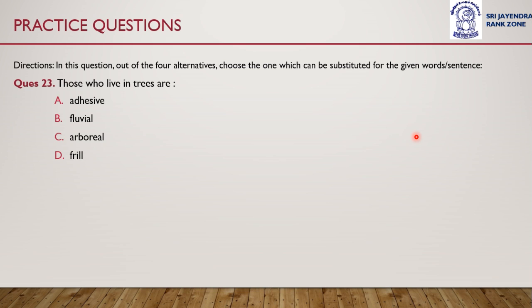Question number 23. Those who live in trees are called option A, adhesive, option B, florial, option C, arboreal, or option D, frill. Those who live in trees are arboreal.